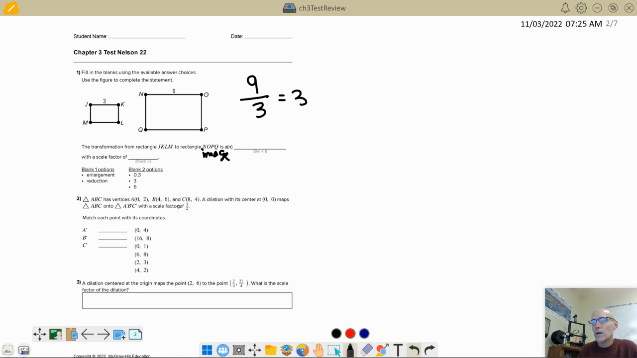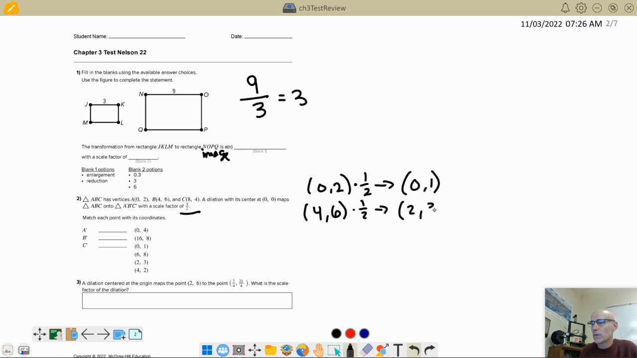On this one right here, it says here's the scale factor. So you take the point 0, 2, and you multiply each one of those by a half. So it becomes 0, 1. Okay. So you're gonna do that for each one of these points, like 4, 6 times a half. Each one of those numbers is multiplied by a half. So 2, 3, right? You do the last one. Dilation centered at the origin 2, 6, and it becomes this point right over here.